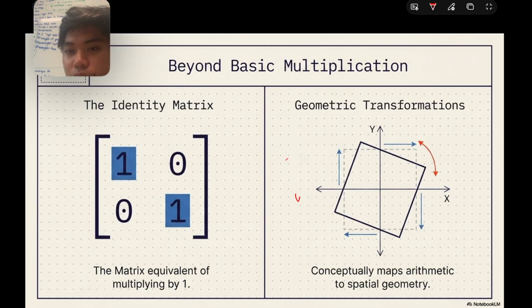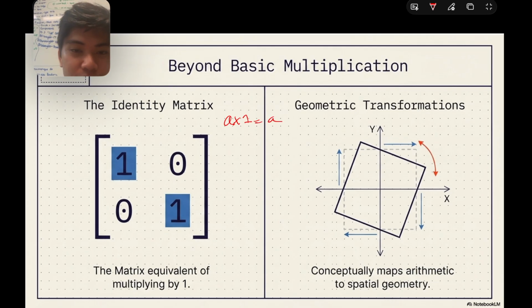Okay, so let's see why this topic is important and look at this beyond basic multiplication, also looking ahead. The identity matrix is something you'll be looking at soon. The identity matrix is basically the equivalent of multiplying by 1. You know the rule that everyone knows, that if we multiply anything by 1, we get the same value. So a times 1 equals a. That's just basic algebra.